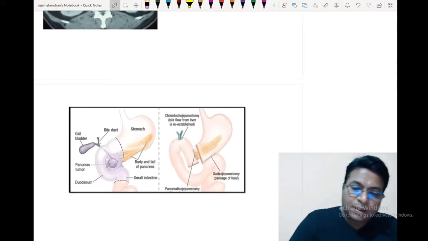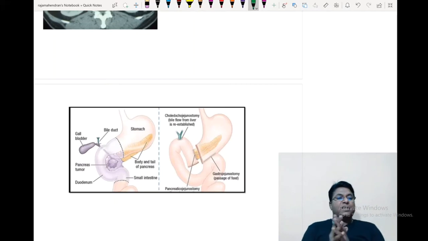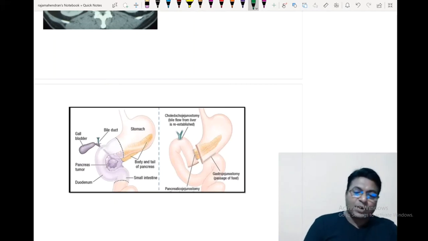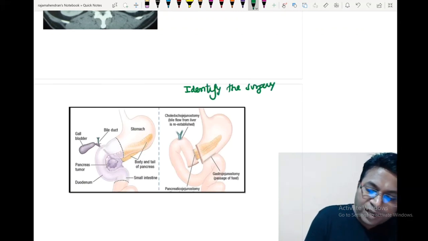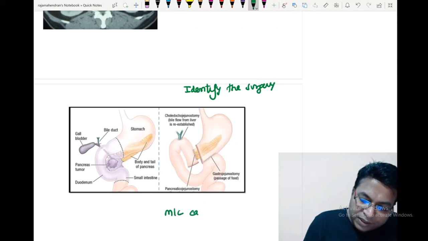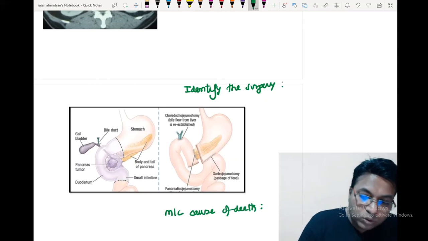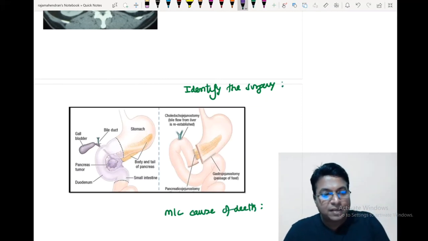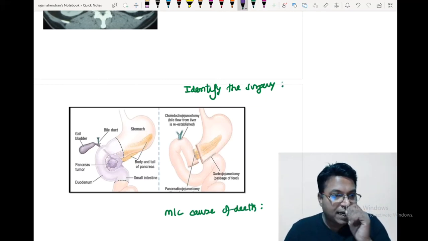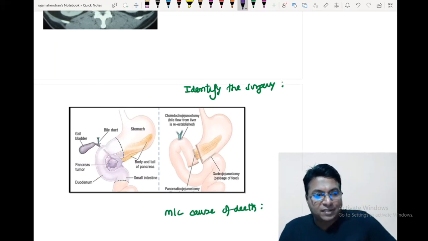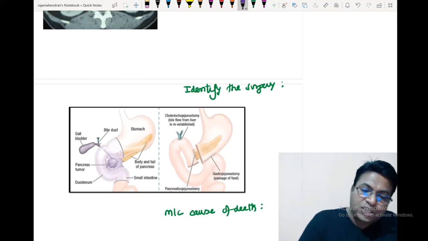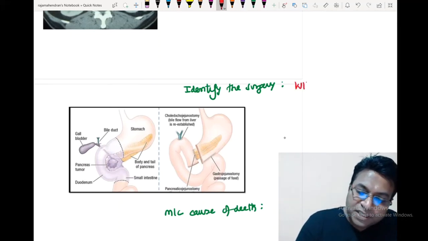Okay. So this is a picture showing you what surgery. This is an expected image based question for your exam. Identify the surgery shown here. High yield MCQ. Most common cause of death in this surgery. I want you to know these two questions because they were asked in NEET PG recently. It is not CA99, it is CA19-9. So the surgery shown here is known as Whipple's operation. Please don't forget.